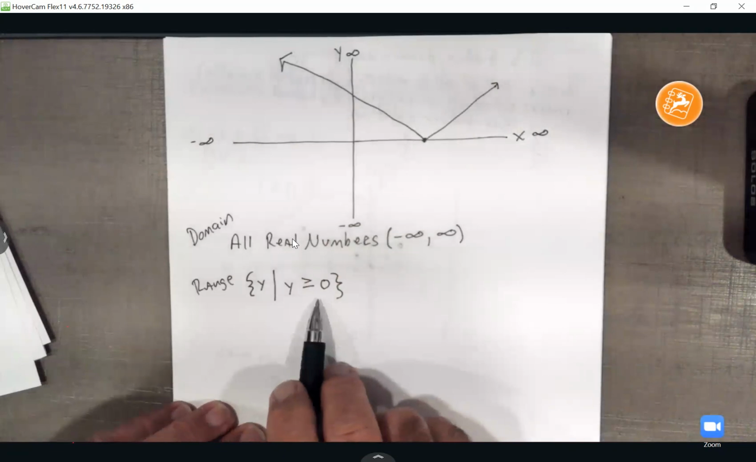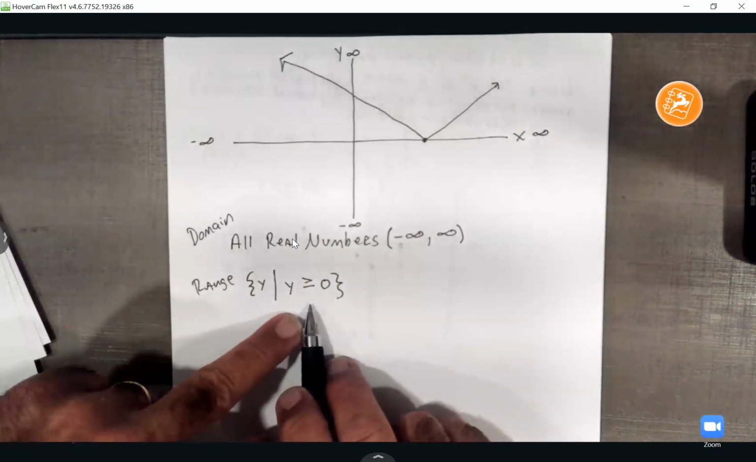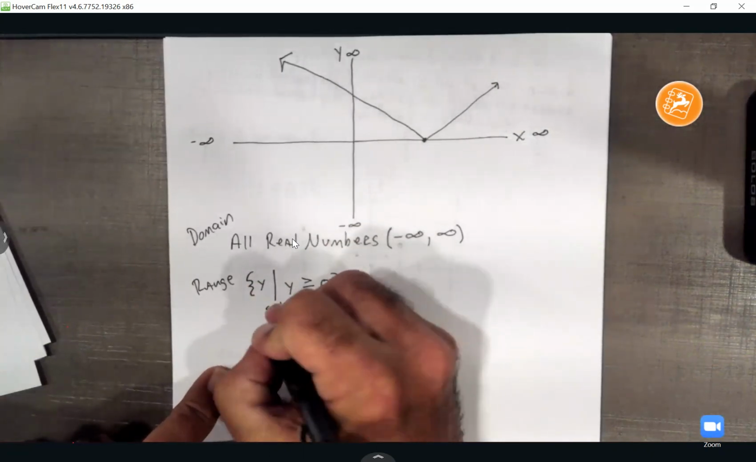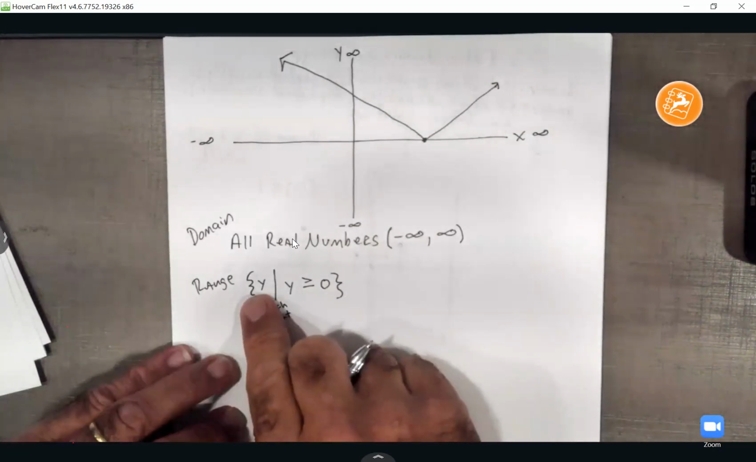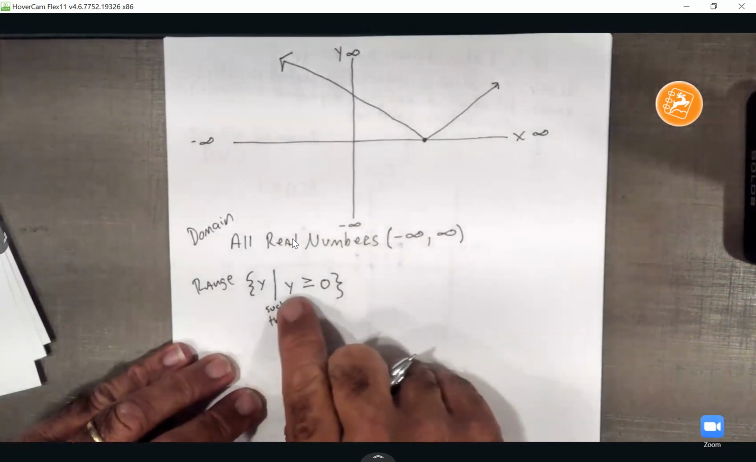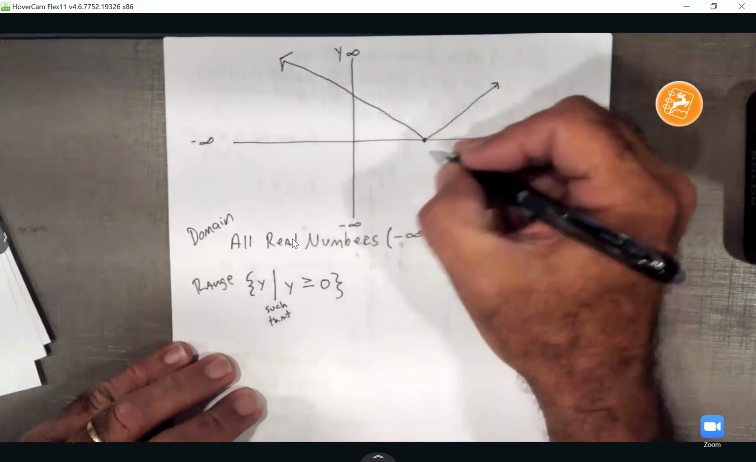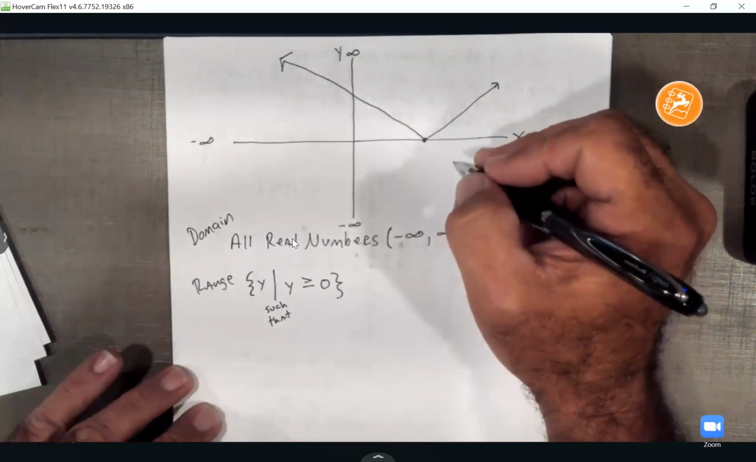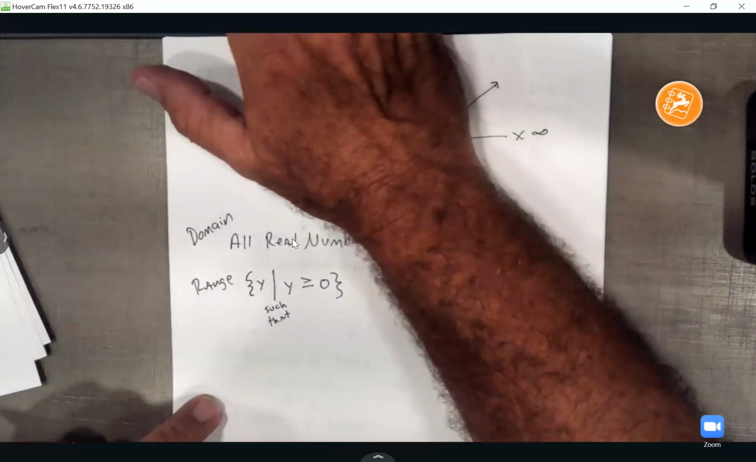So in this set-builder notation, you tell it what the variable is, and then you list the conditions. This little bar here means such that. So y is my variable such that y for my range has to be greater than or equal to 0. Now, if it went the other way, I'd have said it had to be less than 0, okay? So let me take y'all back to this page.